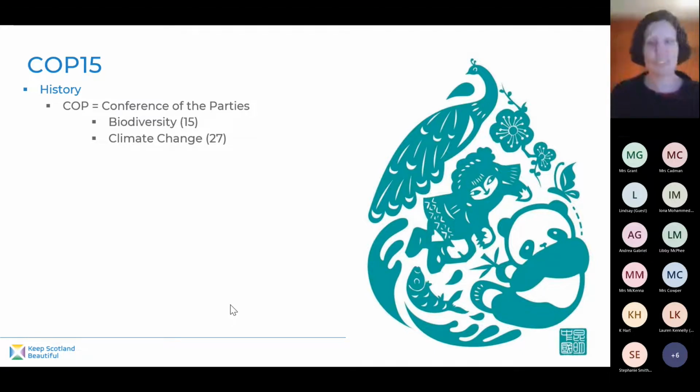But the principle is basically the same for this biodiversity one. The number after it just indicates the number of times the conference has happened. And they will happen at different regularities. So the biodiversity one tends to be every couple of years. The climate change one tends to be every year, as you'll know from COP26 and COP27.